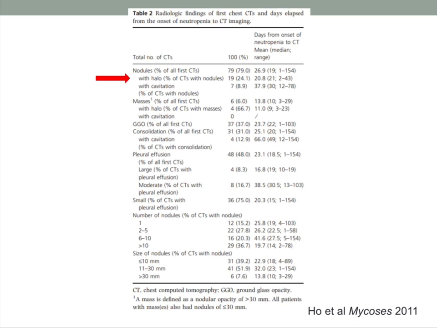This reports the CT findings that the patients had. So the main thing I just kind of wanted to point out, nodules were kind of the most common thing, 79%. But in terms of the ones that actually had a halo sign, it was only 24%. So you probably need those neutrophils to actually develop that. Cavitation, same sort of thing, only 8.9% actually had cavitation. So you're not always going to get those classic halo signs with cavitation and things like that. Most of the time you're just going to see several dense, well-circumscribed nodules.